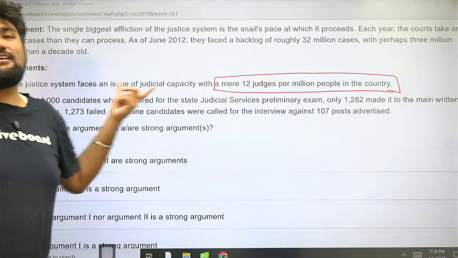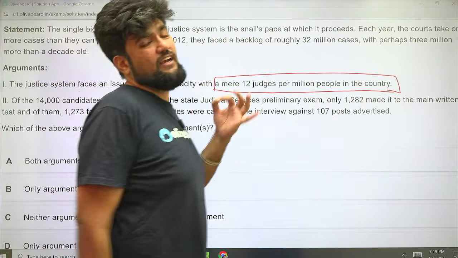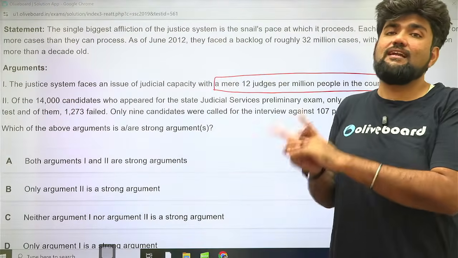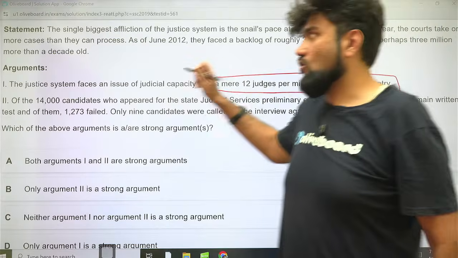When an argument is being presented, all you need to do is check the strength or weakness of that argument. That's it. Not the correctness or incorrectness of it. So this is a strong argument.